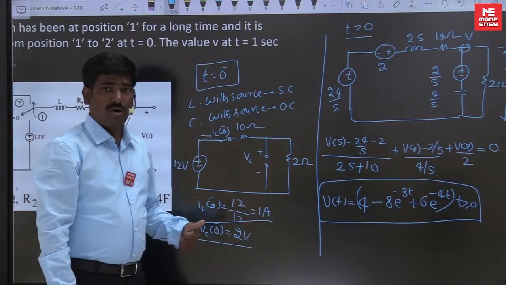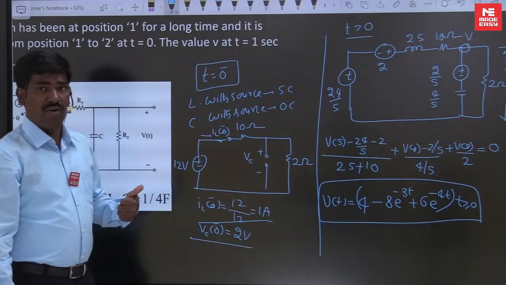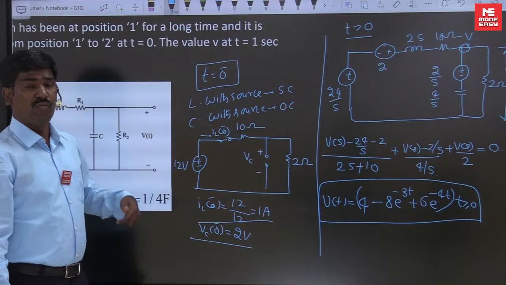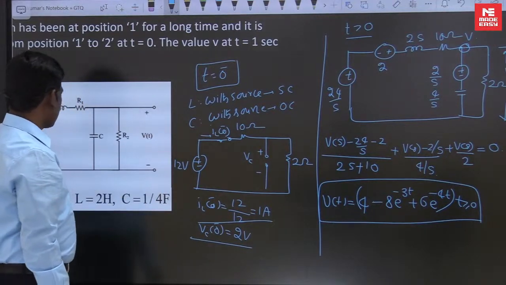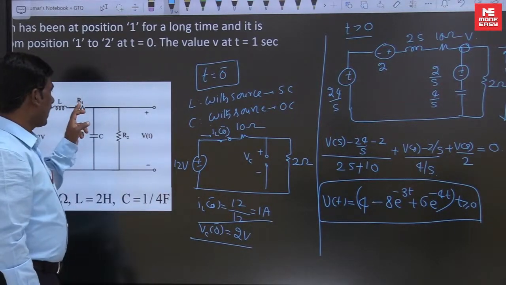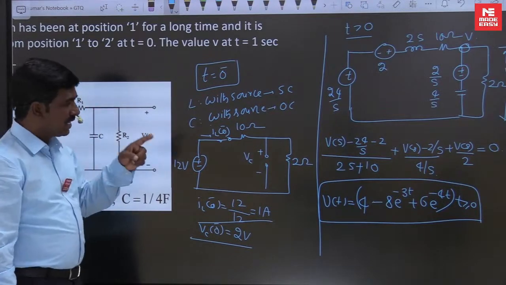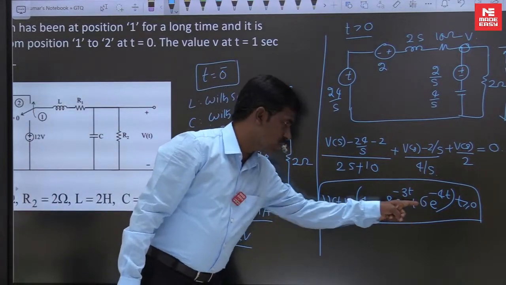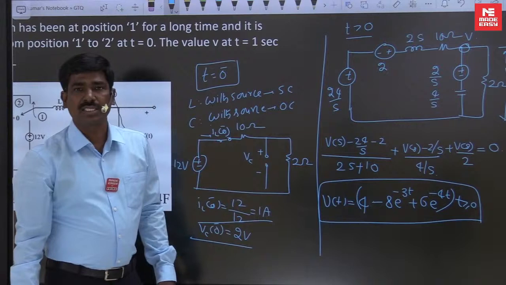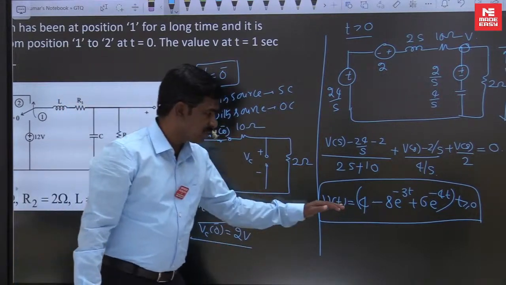Final value, how to find out the final value? In final value, capacitor is open circuit when 24 volts is connected. ये भी check कर सकते. 24 here, 10 ohms is an open circuit. You get, these values are zeros and the voltage across capacitor is 4 volts. So this expression is correct.